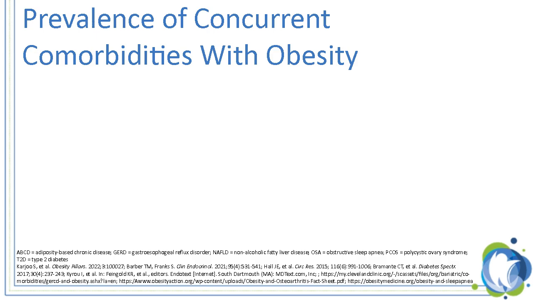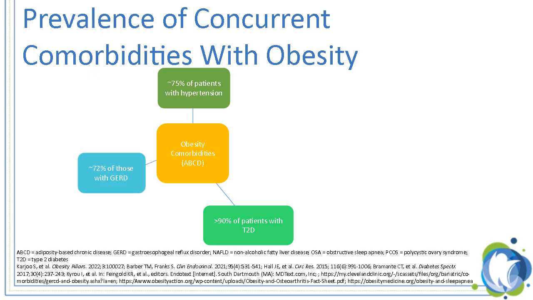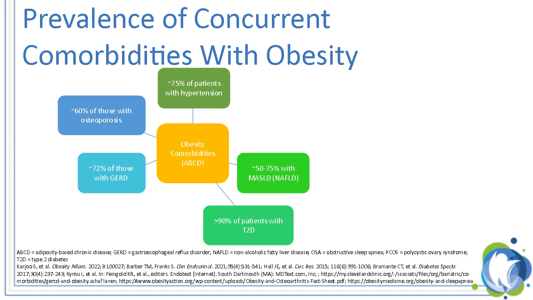Prevalence of concurrent comorbidities with obesity can be seen. Most commonly, 75% of patients have a concurrent diagnosis of hypertension. Patients also have a very high rate, more than 90%, of type 2 diabetes, as well as 72% who have GERD. 50 to 75% will have steatosis of the liver. 60% can have osteoporosis. The range at which people can have associated PCOS is very wide at this point in time, but that data will be clarified. Current quotes are anywhere between 38 and 88%.